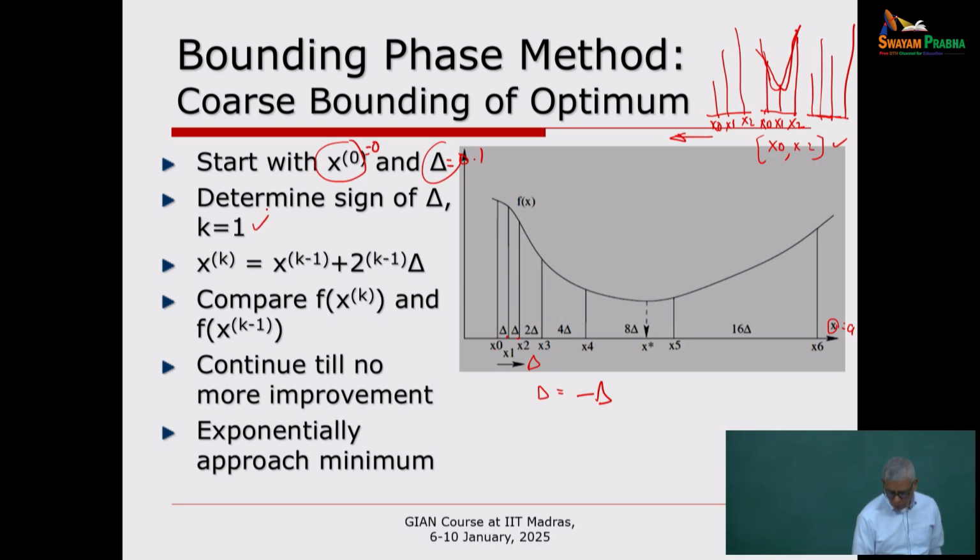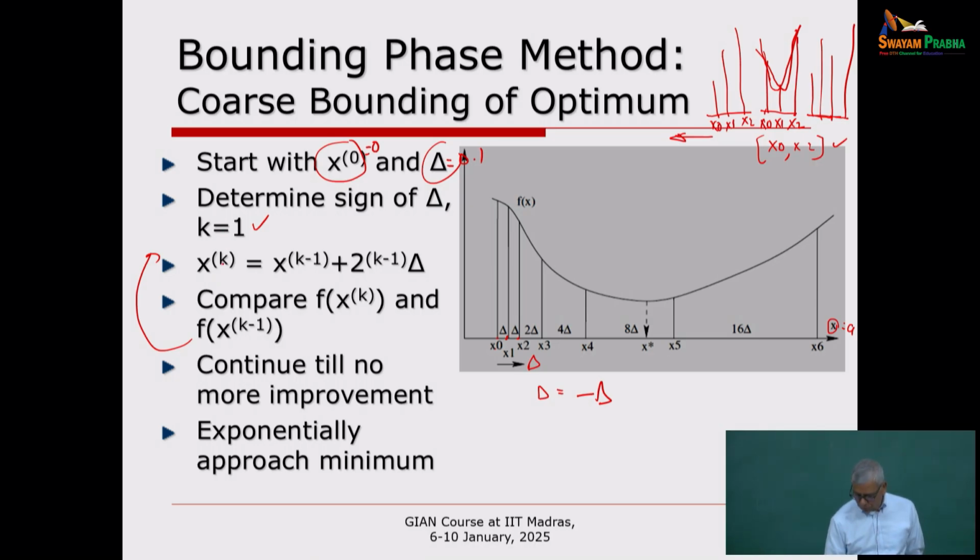Now you put k equal to 1 and use this formula to get x1. So you see, k equal to 1 means this is x0, plus 2 to the 0, which is 1, times delta. So basically you get x0 and x1 and you compare x1 with x0. If I am minimizing and x1 is smaller than x0, then continue, then you move there. And then moving there means you are going to increase your k to 2.